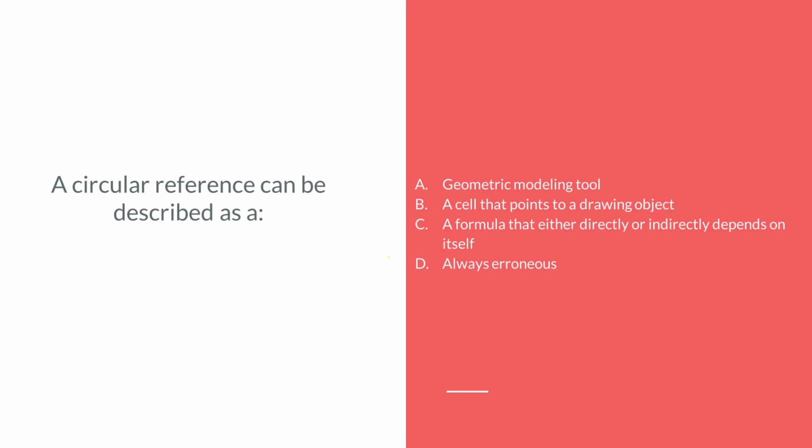You can pause your video and check your answer. So it's option number C. A formula that either directly or indirectly depends on itself. So let's move on quickly to our next question.